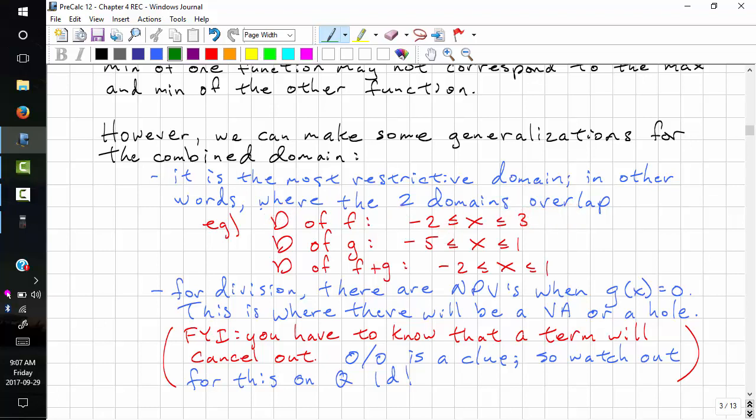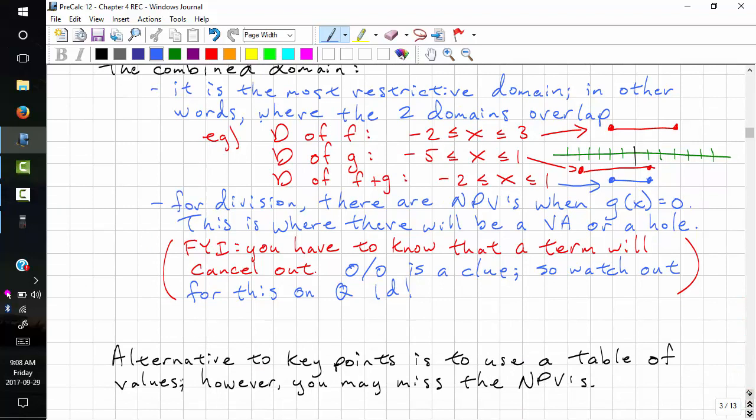So here's an example, a slightly different example. We have our number line, -6, -5, -4, -3, -2, -1, 0, 1, 2, 3, 4, 5, 6. So the domain of f goes from -2 to 3. And recall that if this is less than or equal, we put a solid dot. If it was just less than, it would be an open dot. And for g, we have -5 all the way to 1. And then for the domain of f plus g, or any operator, it's where they overlap. So they overlap from here to here. So -2 to 1.